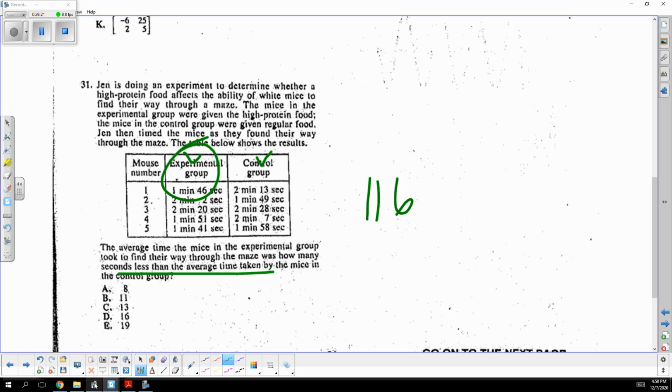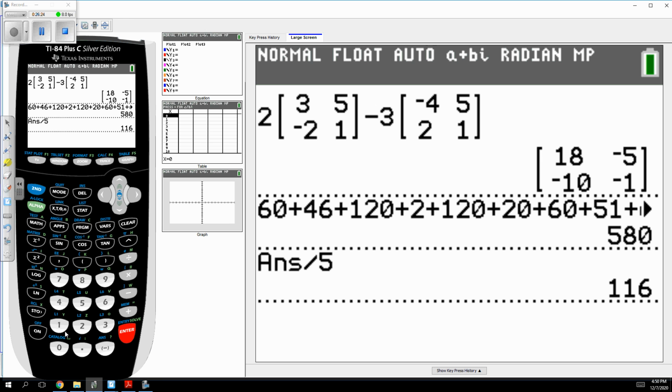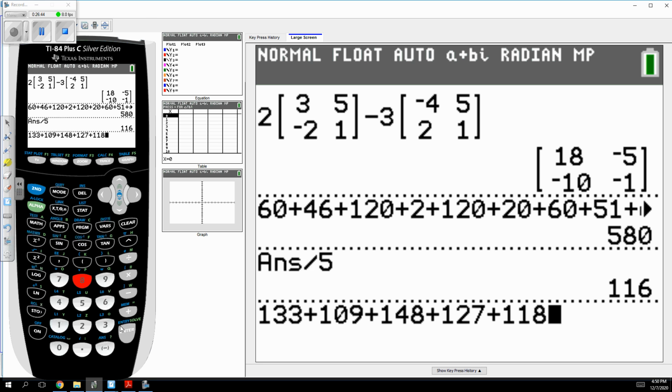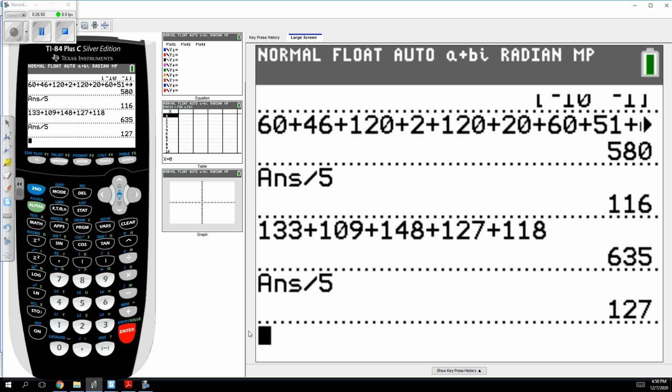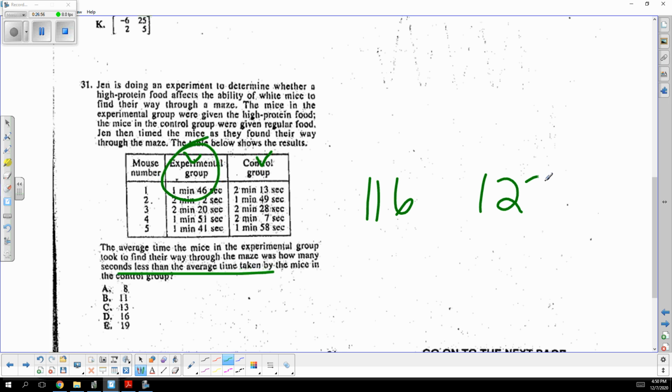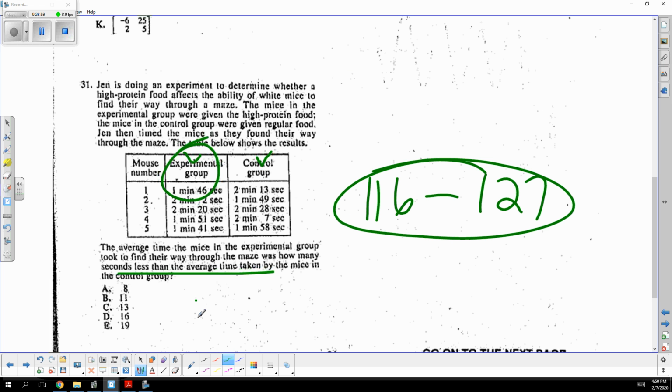Now I'll cheat on the control group. 2 minutes is 120, so it's 133. 1 minute is 60, so it's 109. 2 minutes 28 is 120, so 148. 2 minutes 7 is 127, and 1 minute 58 is 118. So if I divide that by 5 mice, I get 127. So what's the answer? It looks like it's 11 seconds difference. Answer B for 31.